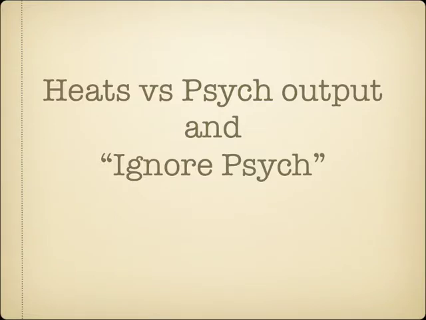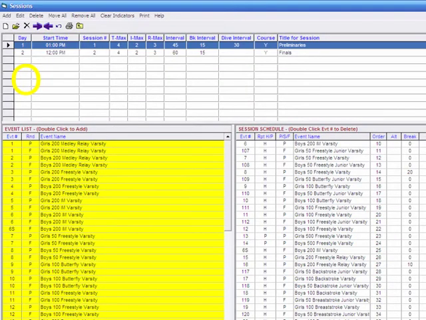Heats versus psych output, and ignore psych. This is a problem that has delayed many a meet that I have attended when the operator doesn't understand this information. In this meet, events 13 and 14, the 500 freestyle, it was decided will be deck-seeded events. In order to incorporate the psych sheet into the meet program, a psych output was chosen for those events.